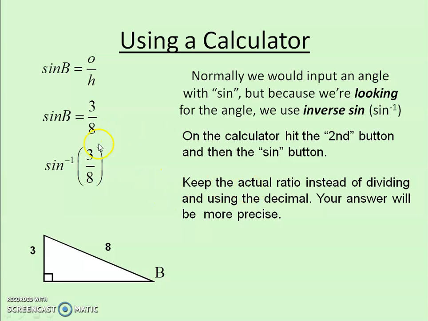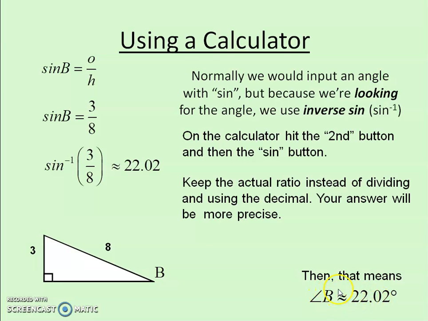This is a side note. You should keep this entire thing exactly as is. Don't turn that into a decimal first and then do sine negative 1 of that. Do sine negative 1 of the original 3 over 8. And when you do that full ratio, you get 22.02. That is a degree. So I would write out as my answer that angle B is 22.02 degrees.